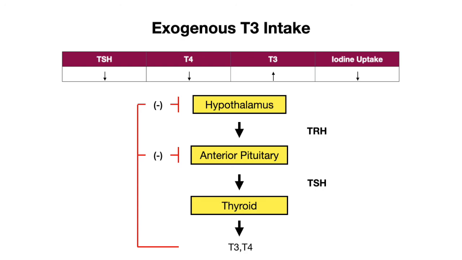And T4 here is also decreased because you're no longer producing any thyroid hormone. And as we mentioned, T4 is only produced in the thyroid gland, so there's no way to convert T3 to T4 in this case. So it would just be an elevation in T3 solely because of exogenous intake and not because of thyroid gland production.